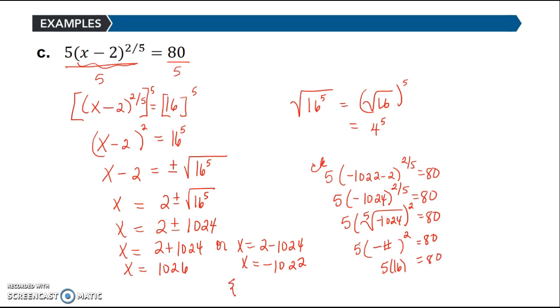So the solution set is -1022 and 1026. And keep in mind, there are more examples of these problems worked in the textbook. If you need more practice and solved out problems, please look there.